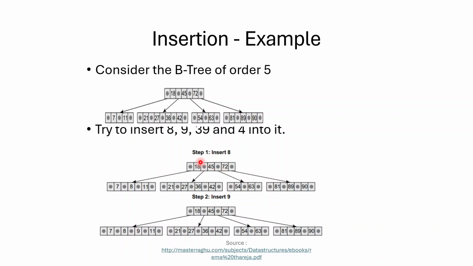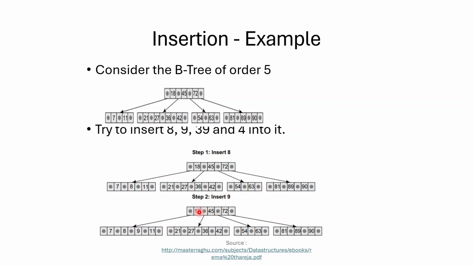So insert 8. So where do you insert? This is a root node. In the root node, where do you insert 8? It will be on the left subtree, because whichever value is lesser than 18 can be stored in the left subtree. So it comes over here. So in the left subtree, we are having 1, 2, 3 pointers, but we are having an order of 5. So still we can add one more pointer over the left subtree. So we have inserted a data between 7 and 11. So now 1, 2, 3, 4 pointers are there. It is fine.